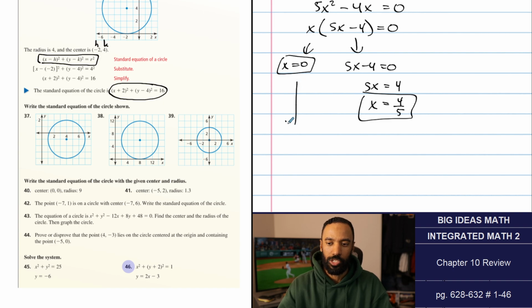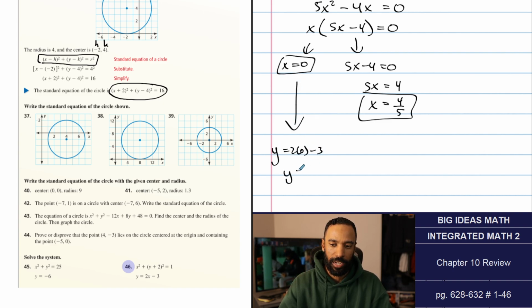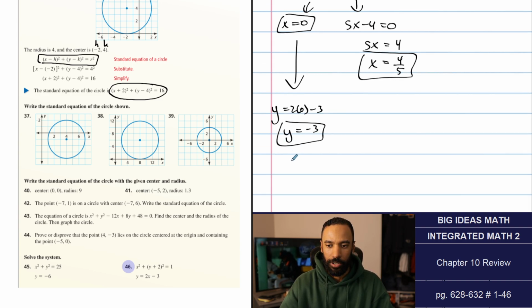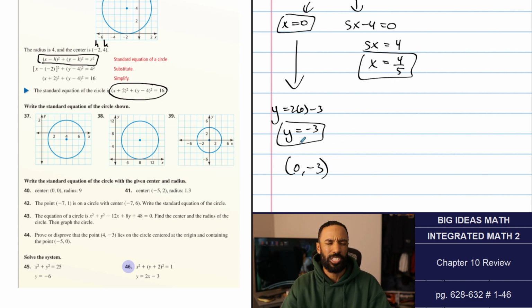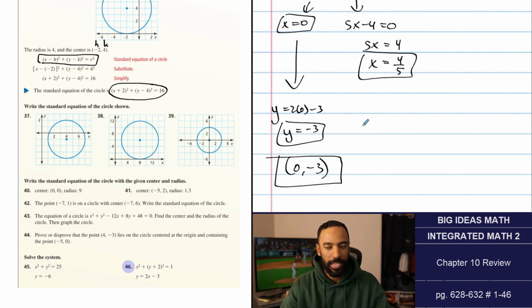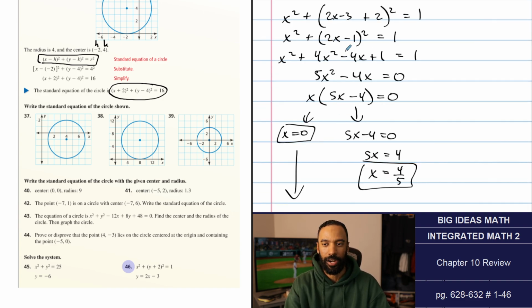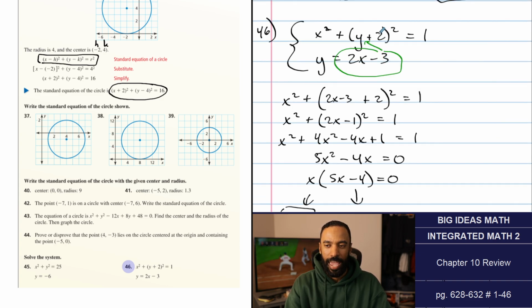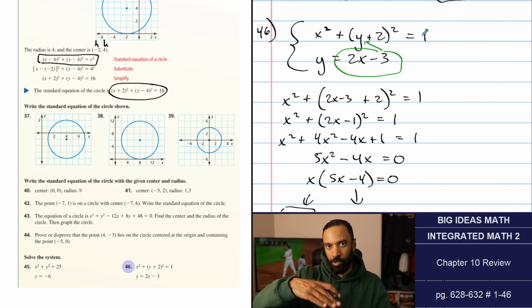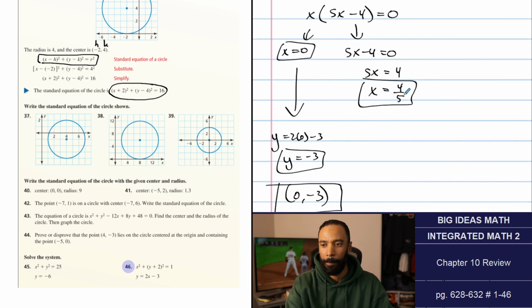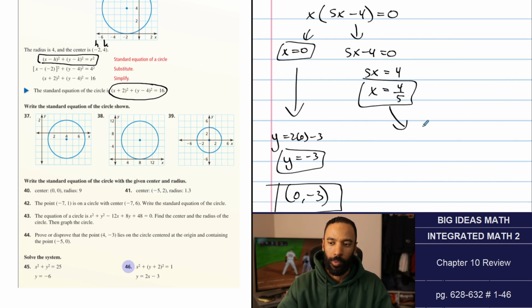So let's start with the easy one there. Let's do y equals 2 times 0 minus 3, which is negative 3. So there is an ordered pair where this thing intersects at (0, -3). I thought that the center was at (0, -1), not (0, -2), with the radius of 1. So that makes sense that it actually hits right there. That's the y-intercept of this graph. And at (0, -2) with a radius of 1, it goes down to (0, -3). Indeed. And then it intersects at some other part where x is 4/5.